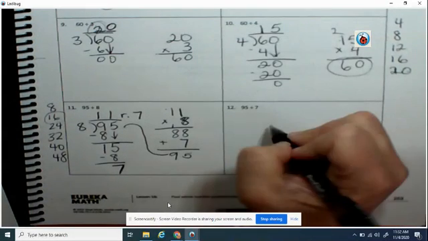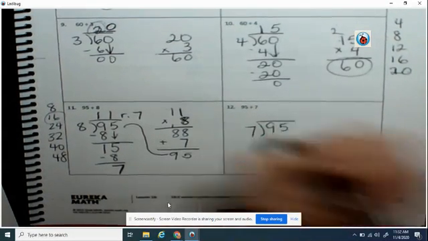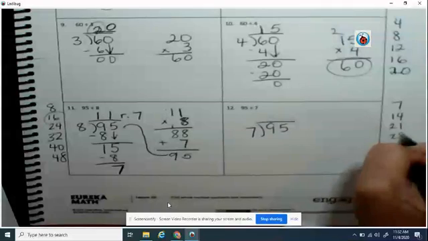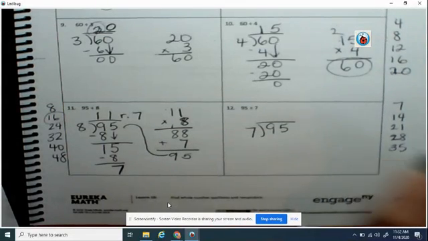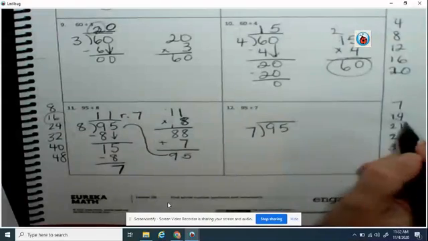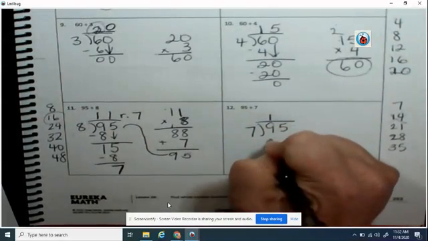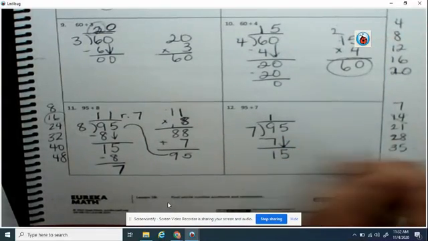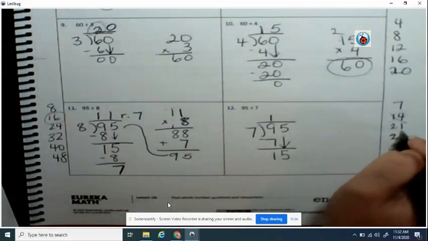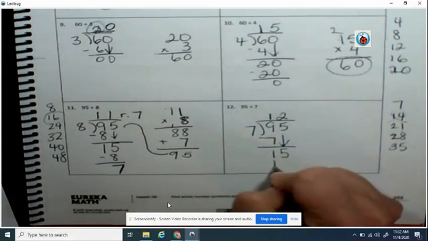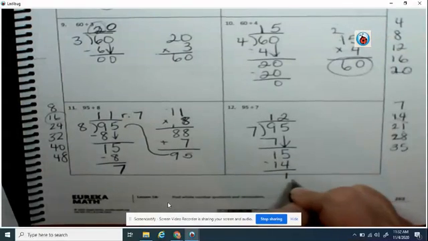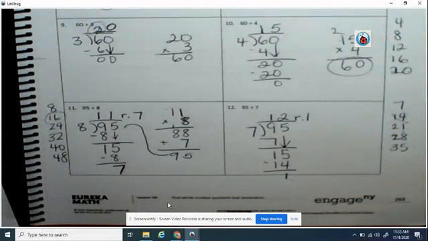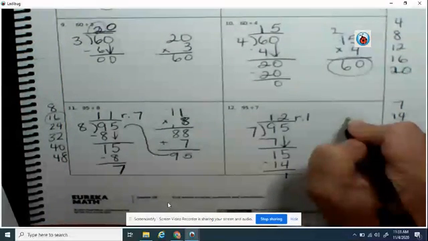Last one. Okay, so we're going to go 7, 14, 21, 28, 35. Okay, 7 times 1, I can't go to 7 times 2, that's 14. 7 times 1 is 7. That leaves me with 1 left over. Bring down my 5. I can do 14, but I can't do 21, so 7 times 2 is 14. That leaves me with 1 left over. That 1 is my remainder. It's smaller than 7. So I have a remainder of 1. So my answer is 12 with a remainder of 1.